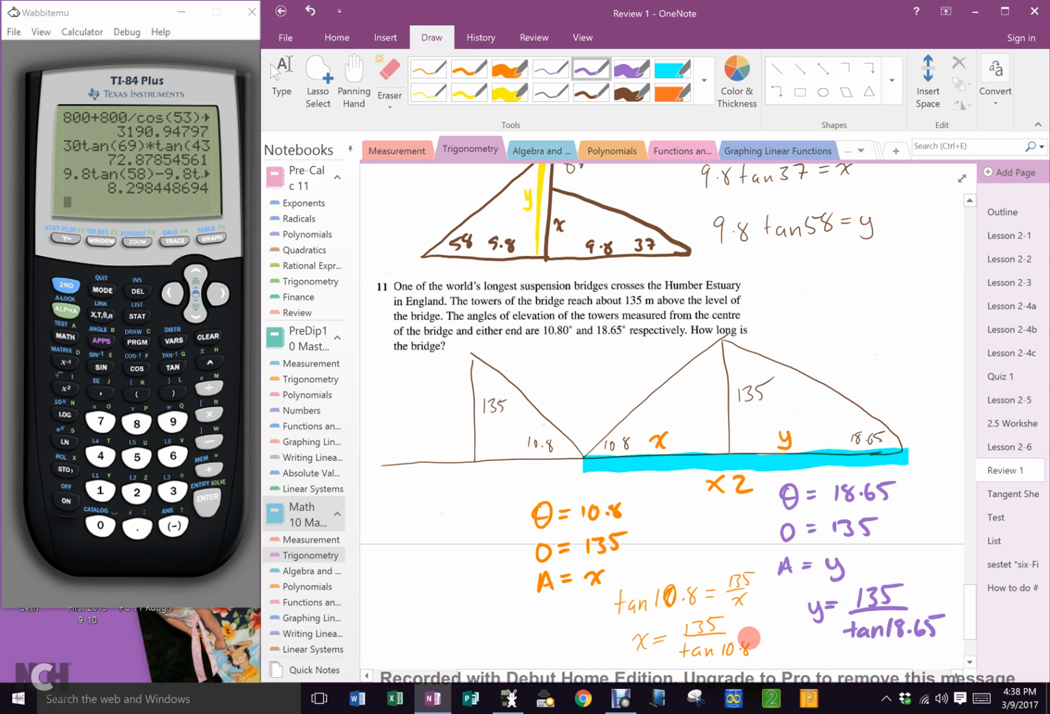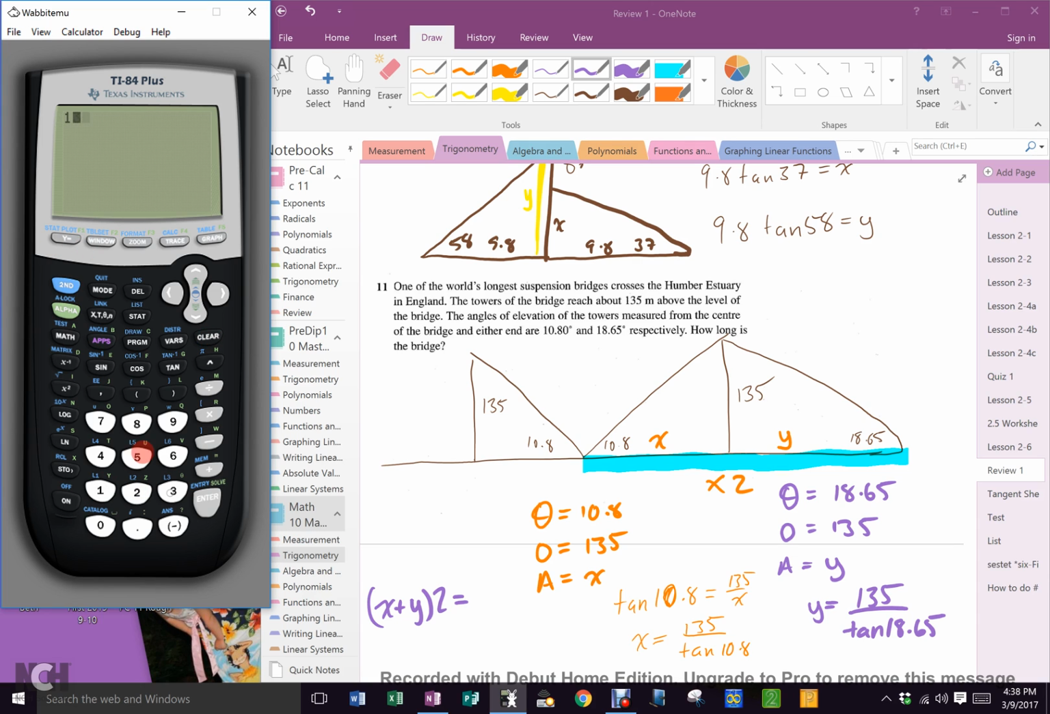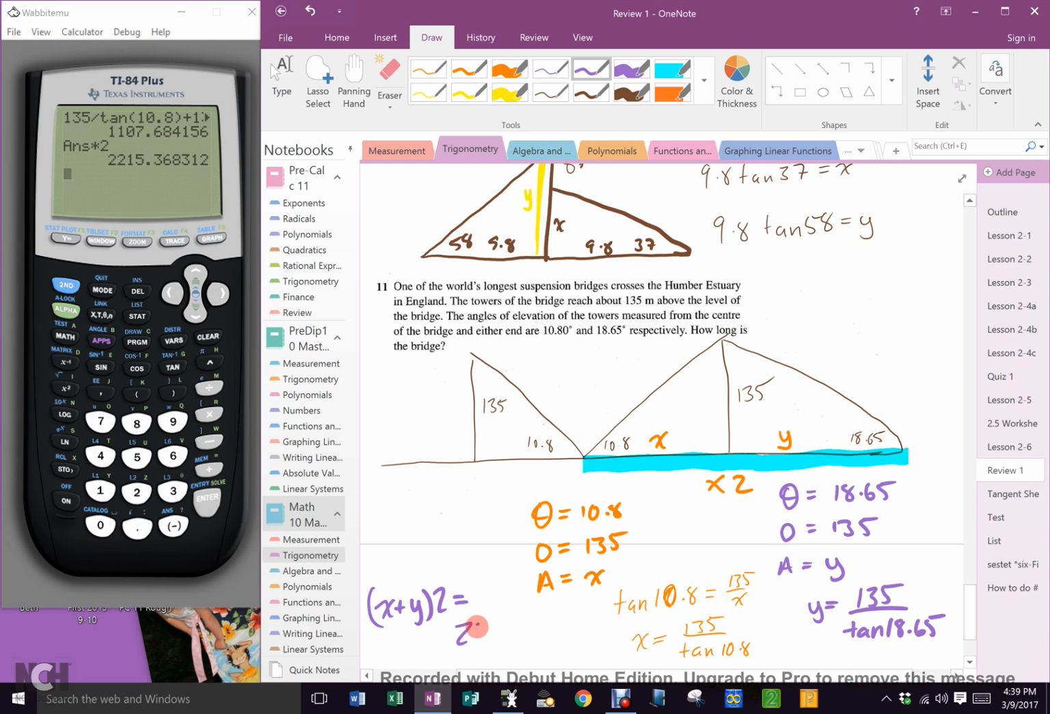18.65. Now if I add those two together, x plus y, and then multiply that by 2, I'm going to get the whole answer. So I go to my calculator, and I do 135 divided by tan 10.8 plus 135 divided by tan 18.65. That gets me an answer, and then I multiply that by 2. And I get 2,215 meters. And that's it.